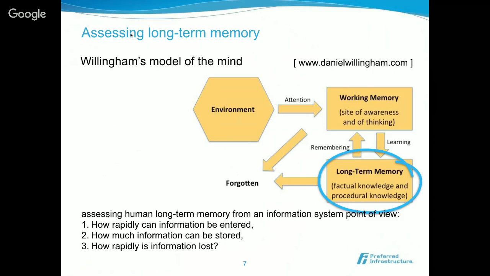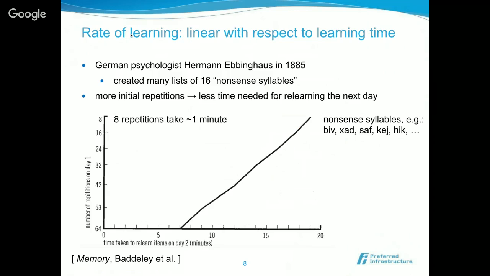So to assess the long-term memory, let's look at it from an information system point of view. We have to answer three questions, namely, how quickly can information enter the system, how much information can be stored in total, and how quickly is information lost. And in the case of human memory, the second question is trivially answered, since the capacity is enormous. So let's first look at the first question and think about the rate of learning.